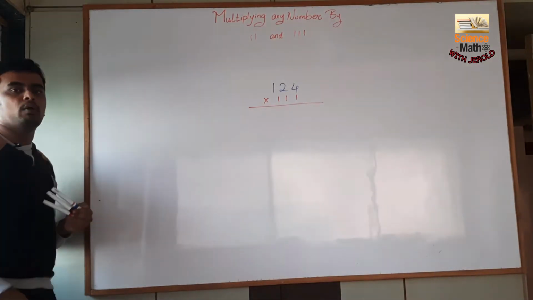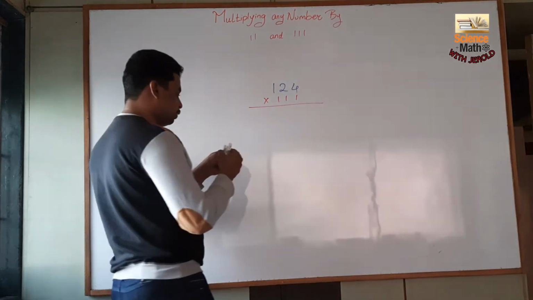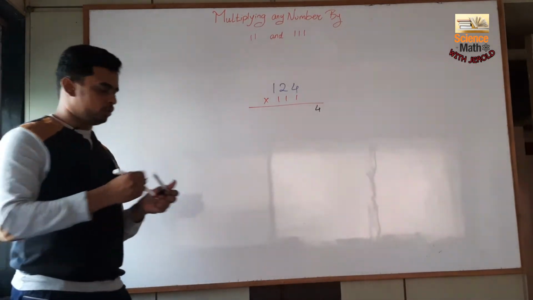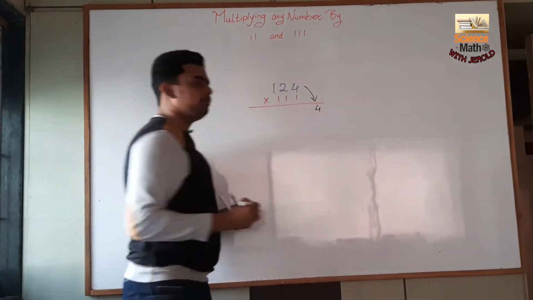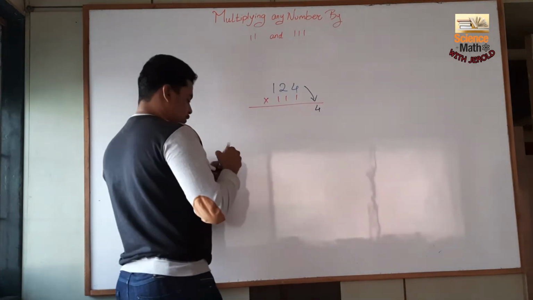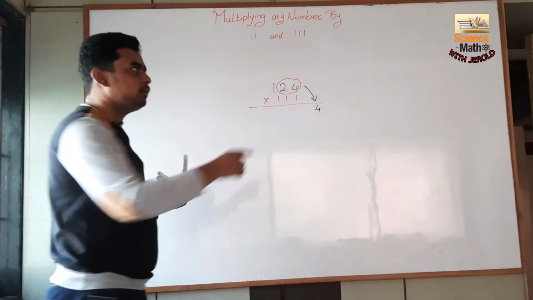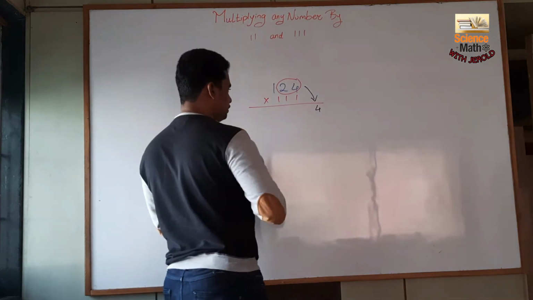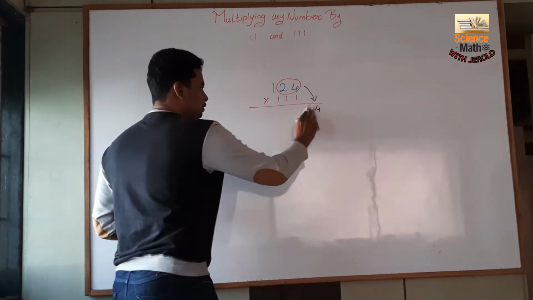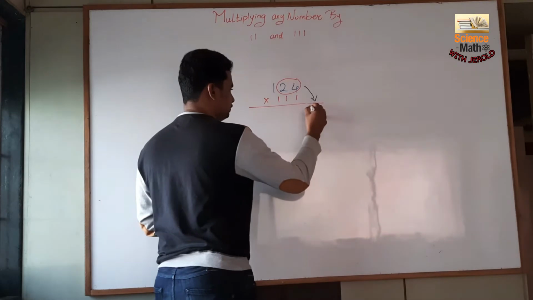So let us see how to do it. Similar to the multiplication by 11, the first thing that you do is write the final digit, 4. So the final digit that is here will come down. Then add the 2 digits as we did for 11. So now I will add 2 plus 4, which will give me 6. Because 11 had 2 digits, we continuously added only 2 digits.